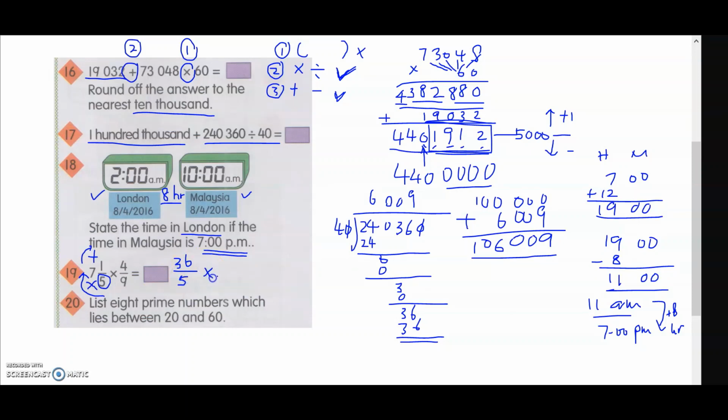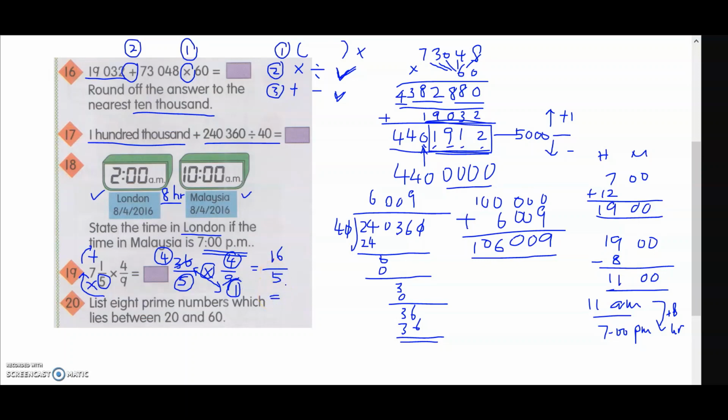Then you times 4 over 9. Okay, you can simplify the number first so that you don't make any mistake. So 9, you do cross simplification. Like this, okay? So 9 and 36, they are in the 9 times table. So you can divide by 9. Now you take 4 times 4. 4 times 4 is 16. And then 5 times 1, which is 5.